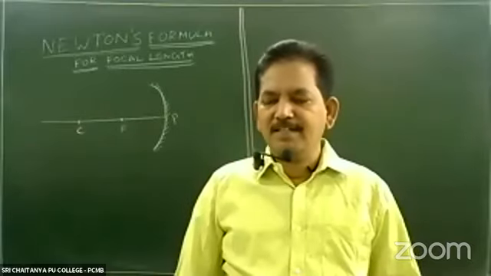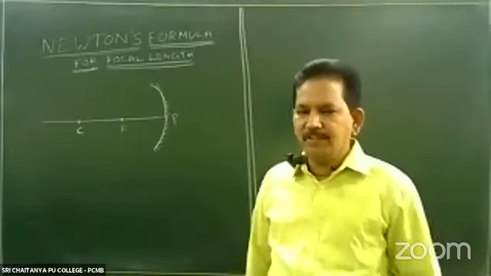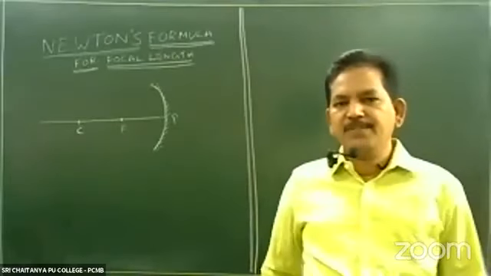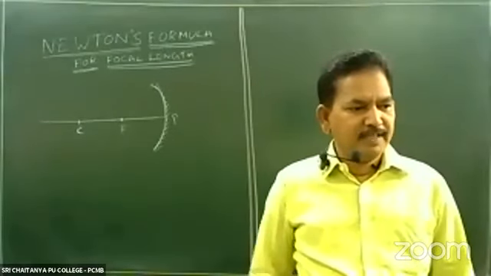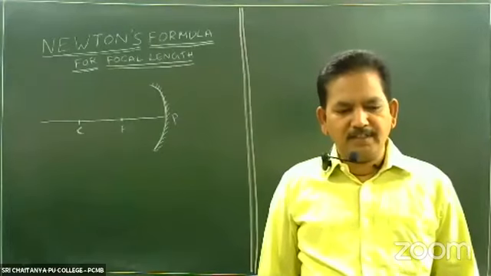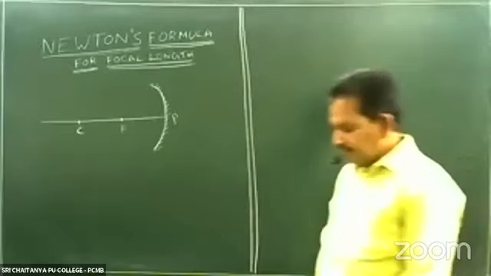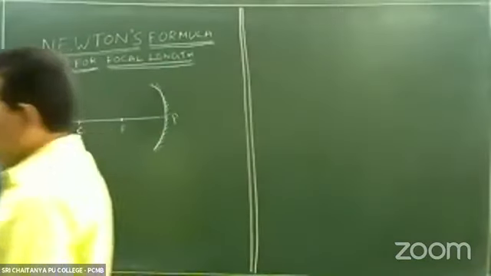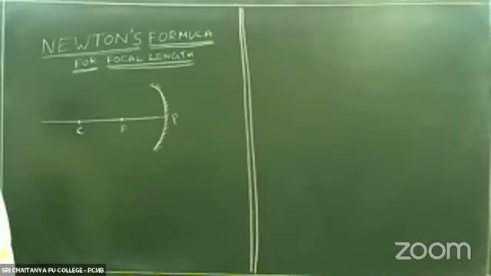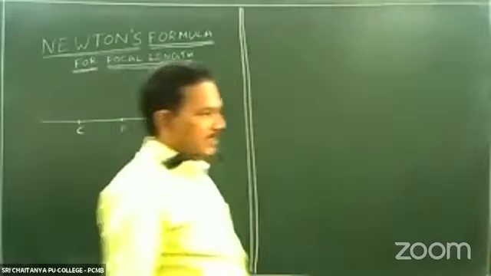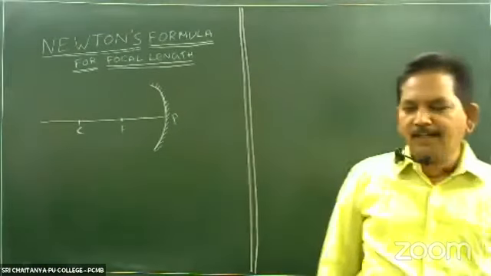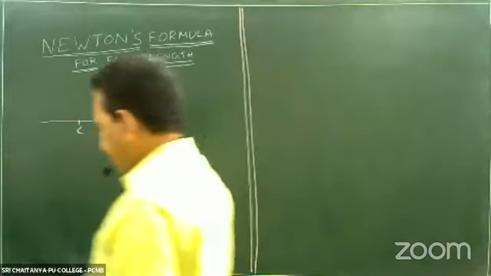In the previous class, we were discussing the mirror formula: 1 by f is equal to 1 by u plus 1 by v. f is the focal length of the mirror, u is the object distance, and v is the image distance. All the distances are measured from the pole of the mirror. 1 by f is equal to 1 by u plus 1 by v is applicable both for the concave mirror and the convex mirror.